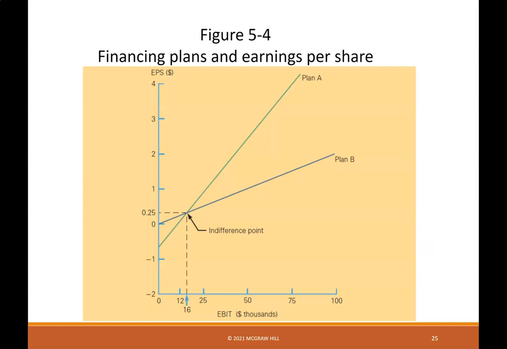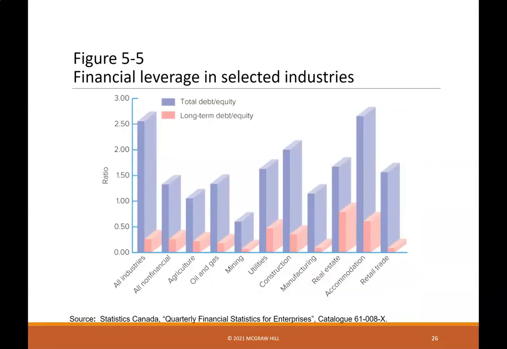Figure 5-4, financing plans and earnings per share, indifference point. Figure 5-5, financial leverage in selected industries. And the source is from Statistics Canada, Quarterly Financial Statistics for Enterprises.